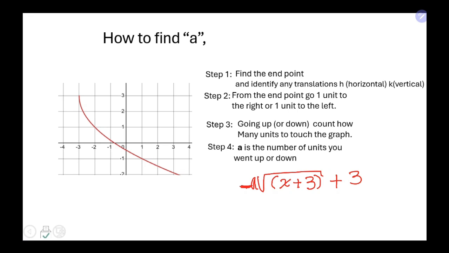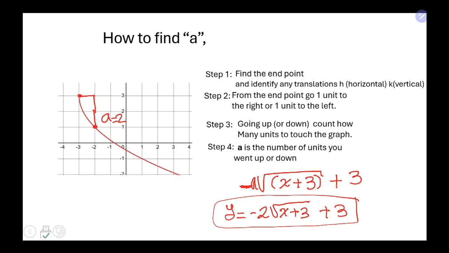What is that number? So from the endpoint, I am going 1 unit to the right, and then I go down until I touch the graph. 1, 2. So that number was 2. So what is the equation? Negative 2 times the square root of (x plus 3), plus 3. I really don't need the parentheses if I already put it inside the square root. This is the answer. Okay, so let's complete the worksheet, and I think you're ready.